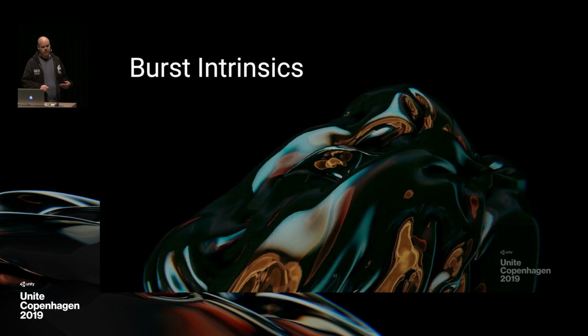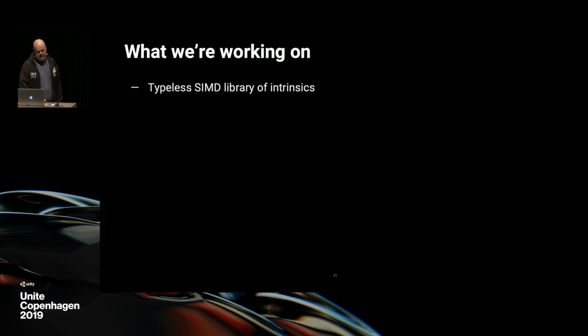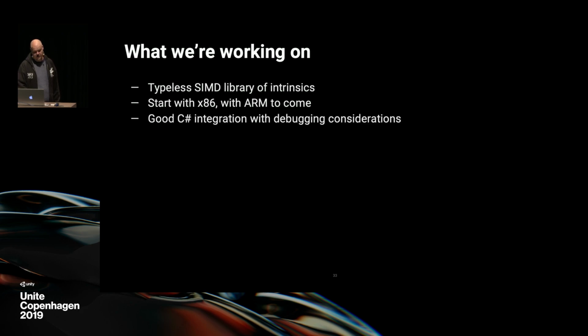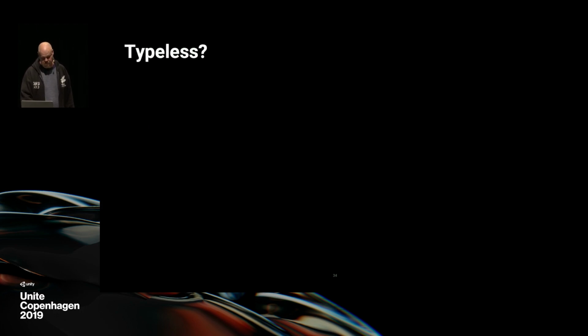So that leads us into what we're doing, and you have some of the background of why we're doing it. So we're working on exactly that. We're going to give you a typeless SIMD library with intrinsic functions. First out the gate is going to be x86, and we're going to add ARM intrinsics afterwards. But we're not just tossing you some native library and saying, hey, go do this, right? This is an actual member of the C# ecosystem. We're going to have managed debugging of it, so if you disable Burst, you can still debug this. So I'll show you how it works.